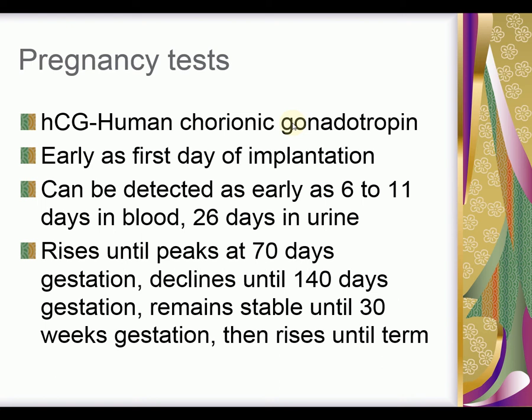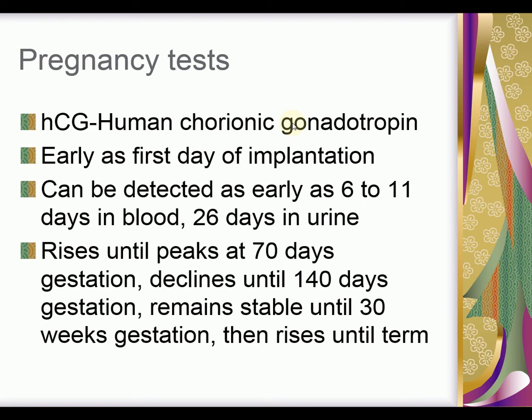So the hormone that tells us if we're pregnant is HCG, human chorionic gonadotropin. We can actually tell as early as first day of implantation. The first day of implantation usually occurs at around 14 days post-conception. Some can be detected as early as 6 to 11 days if we do a blood test. But this may not be as accurate because we have all these different tests that can be done so early.